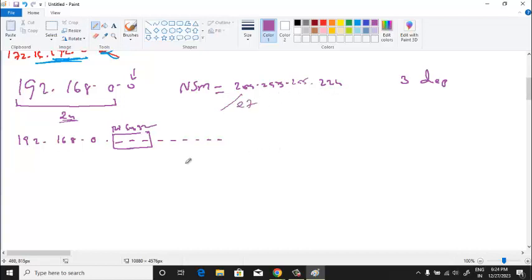This is 24, Bala. 8 plus 8 plus 8. And this is 3. Totally how many bits? 27 bits. Oh, sorry. It is 3 departments, not 3 bits borrowed. Sorry.